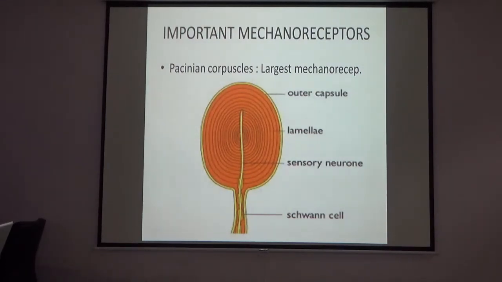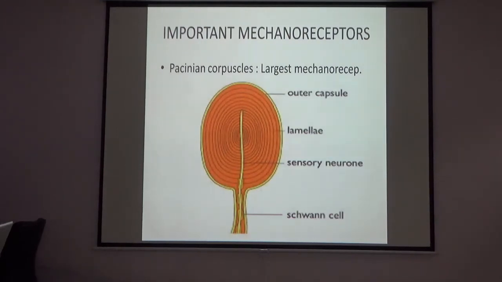Each of these lines can be an MCQ question. Now the structure, you see the diagram shown here. It consists of a body which is composed of concentric layers. These concentric layers are called lamellae. They look like the peels of onions, and there can be 20 to 70 lamellae in each corpuscle, which are arranged concentrically.